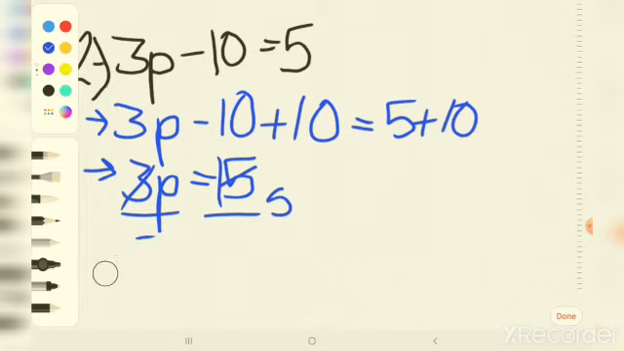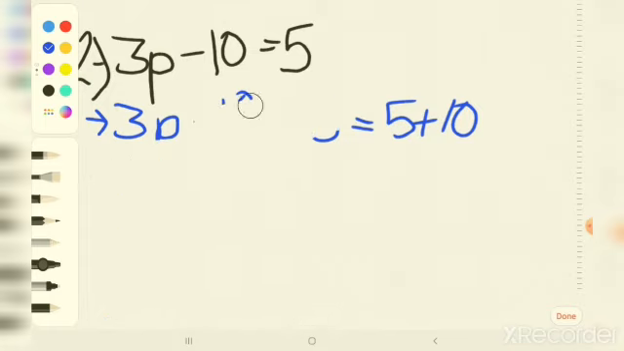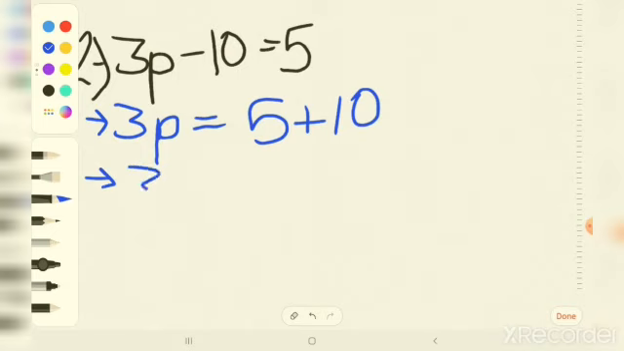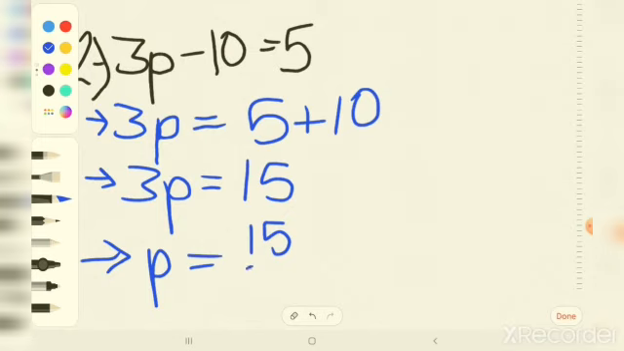Now we will try this in the transpose method. For the transpose method, the minus 10 will come here and become a plus 10, as we know. Now it will give us 3p equals 15. Now this 3 is in the form of multiplication. It will come here in the form of division, which will give us 5. That means 3p equals 15 and p equals 5.